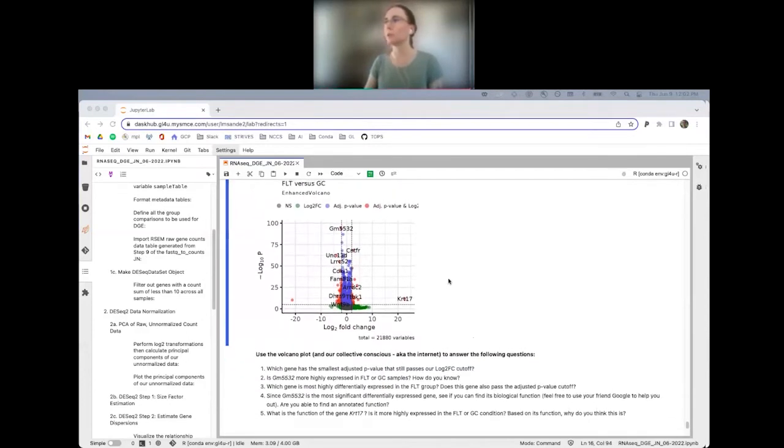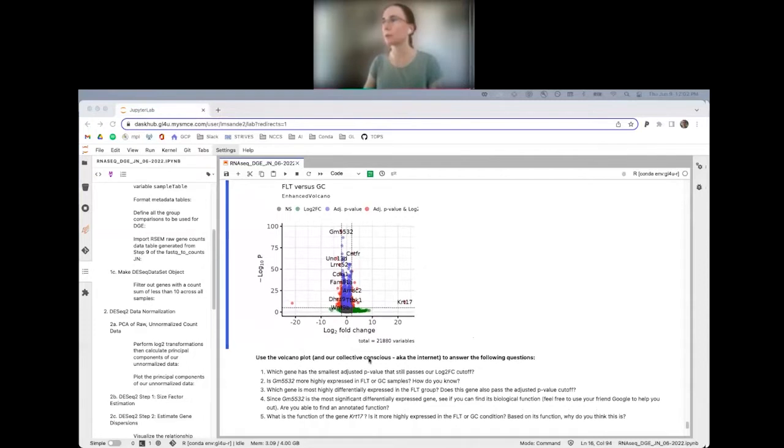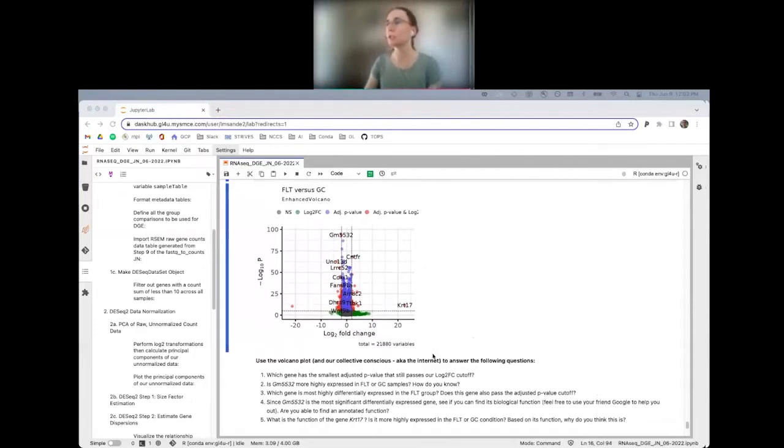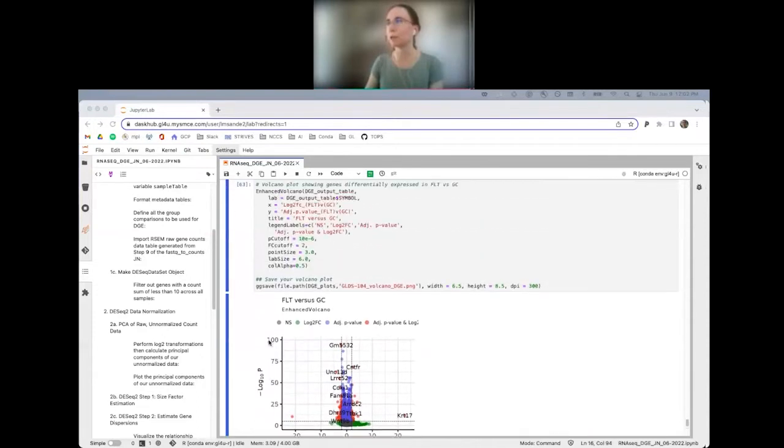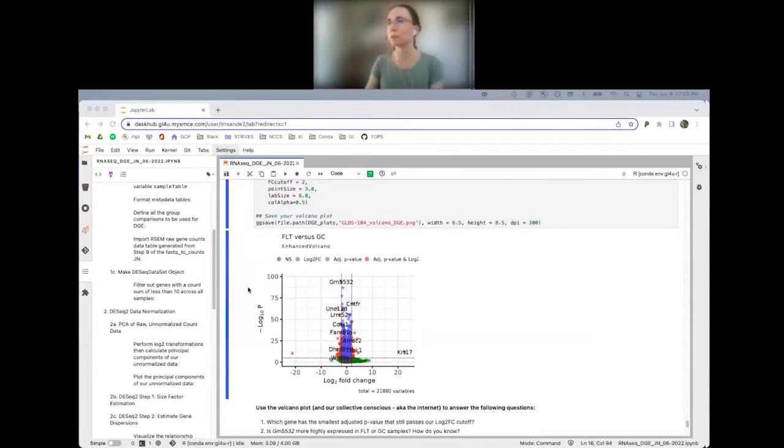Before lunch, we answered the first question about the volcano plot. Which gene has the smallest adjusted p-value and passes our longitudinal change cutoff? And so we went over how in volcano plots, we always plot the negative log of the p-value or adjusted p-value, which means that the y-axis is actually flipped with respect to how we think of p-value. So we think a very small p-value is good, while when you take the negative log, very big is good.